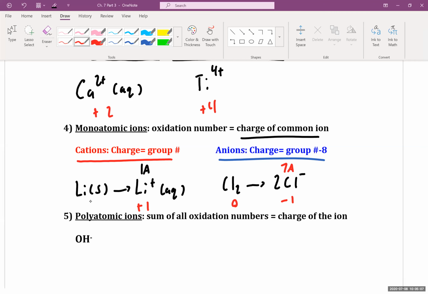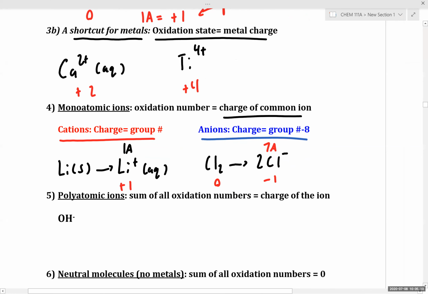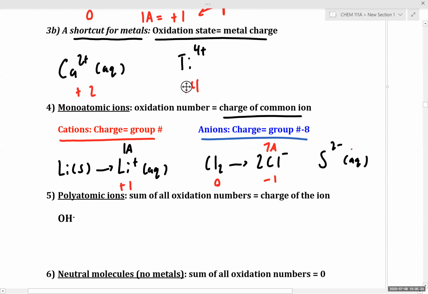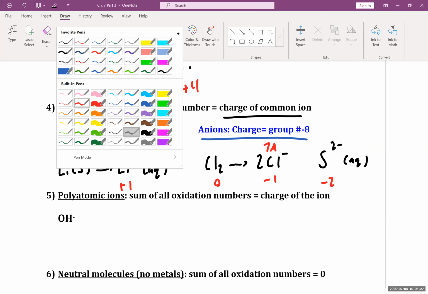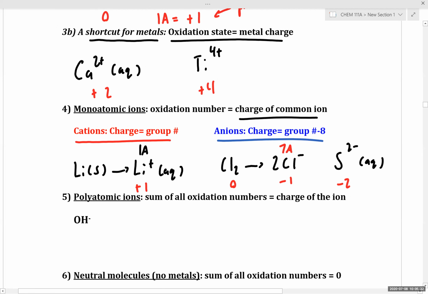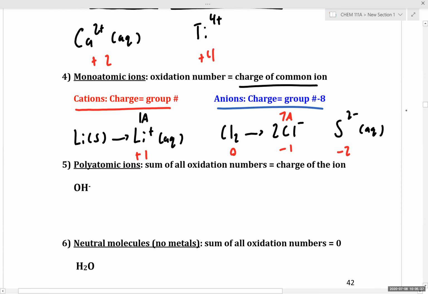If, for example, you see an ion just naturally written in the chemical equation, for example, S2- aqueous, we can clearly assign its oxidation number as -2. Okay, so oxidation number preferences are pretty close to the charge rule preferences that we discussed earlier. Okay, so let's look at polyatomic ions. The sum of all oxidation numbers is equal to the charge of our ion.